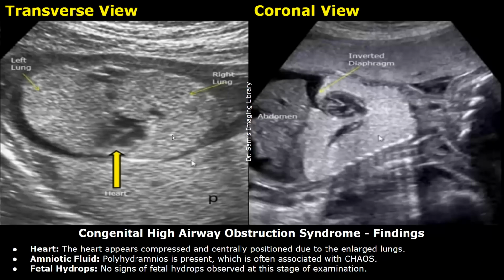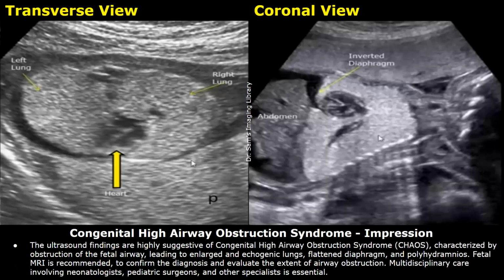The heart appears compressed and centrally positioned due to the enlarged lungs. Polyhydramnios is present, which is often associated with CHAOS. No signs of fetal hydrops observed at this stage of examination.